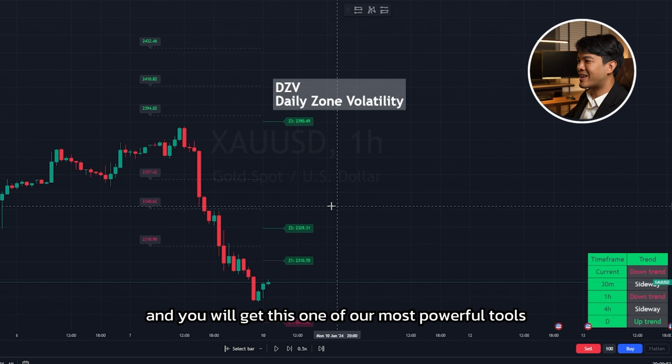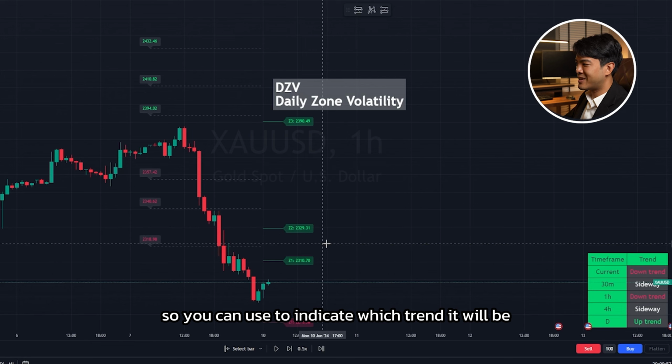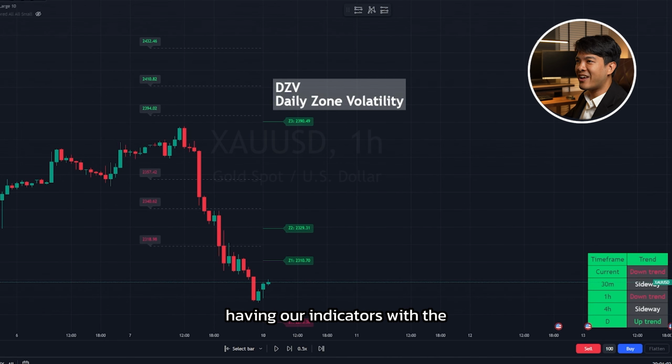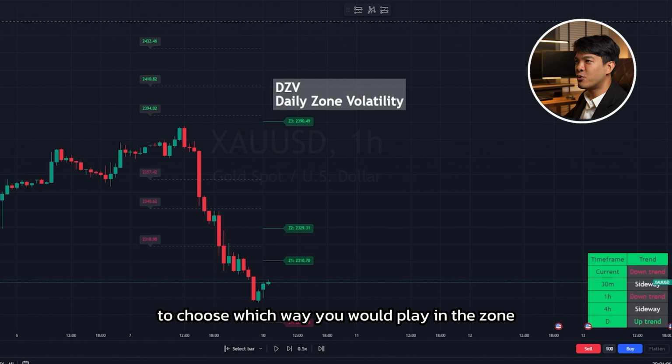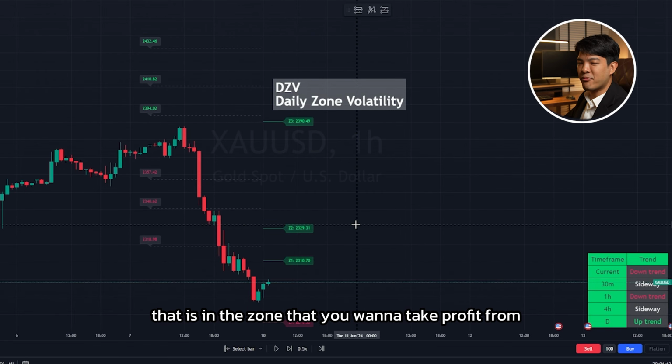And you will get this one of our most powerful tools so you can use to indicate which trend it will be. Having our indicators, whether EF Total and Gold Hunter, to choose which way you would play in the zone that you want to take profit from.